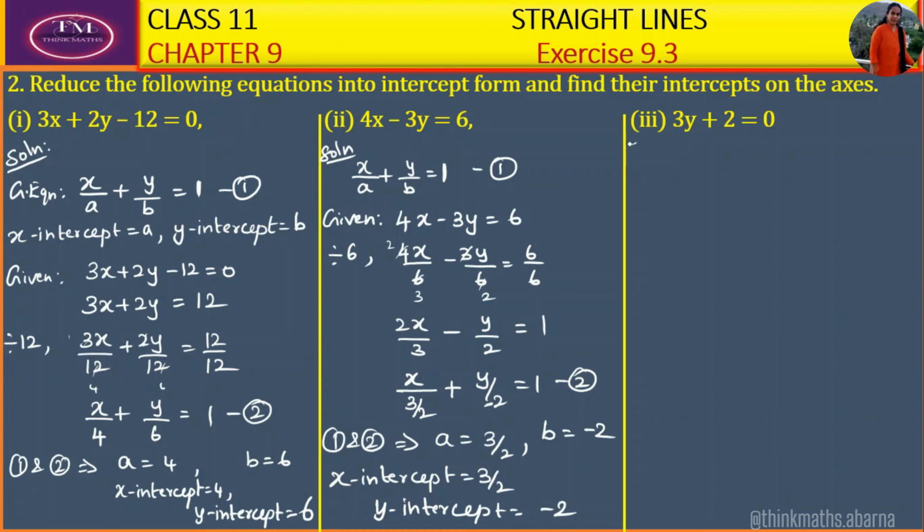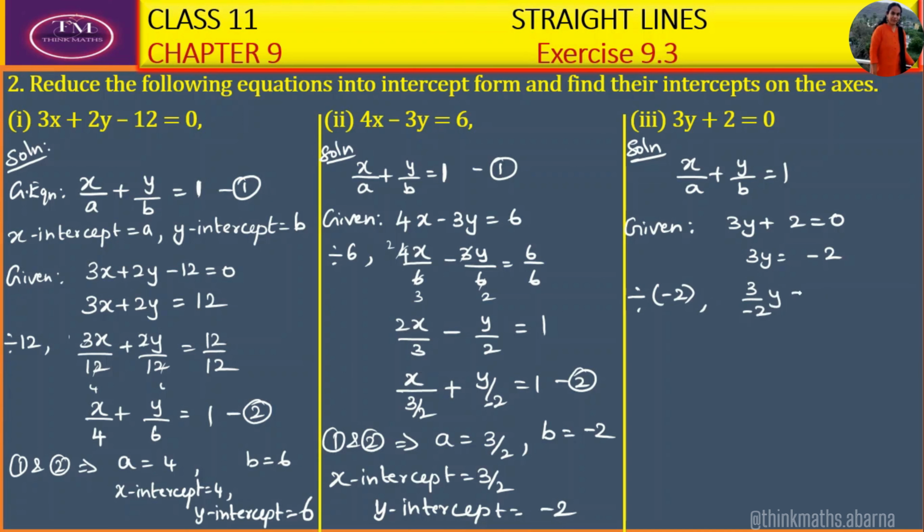So last part, third one, it is given that 3y plus 2 is equal to 0. So general format is x by a plus y by b equal to 1. Here a is x-intercept, b is y-intercept. What is given? 3y plus 2 equal to 0. So let us keep the y term here and the constant term here. Now to make the constant 1, we have to divide by minus 2. So it is 3 divided by minus 2 y equal to minus 2 divided by minus 2.